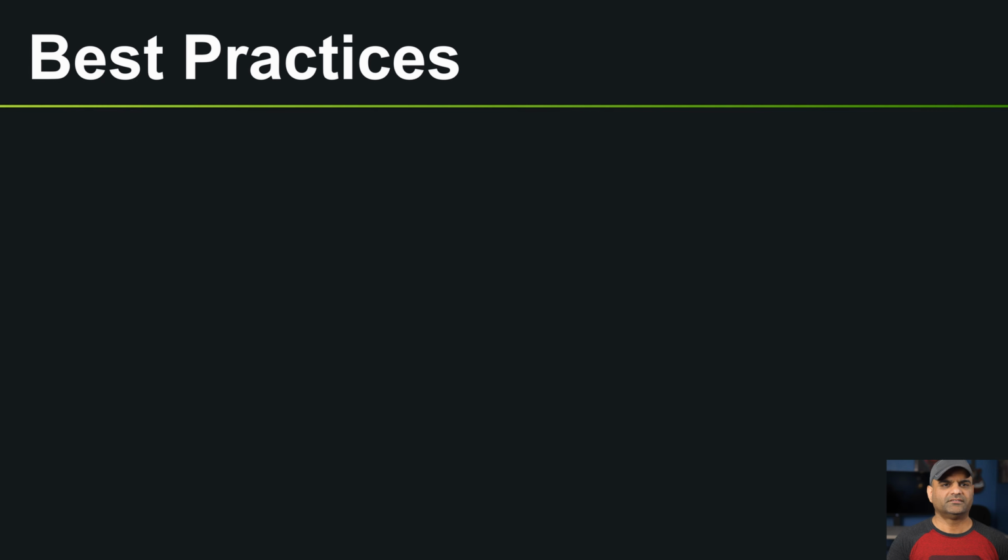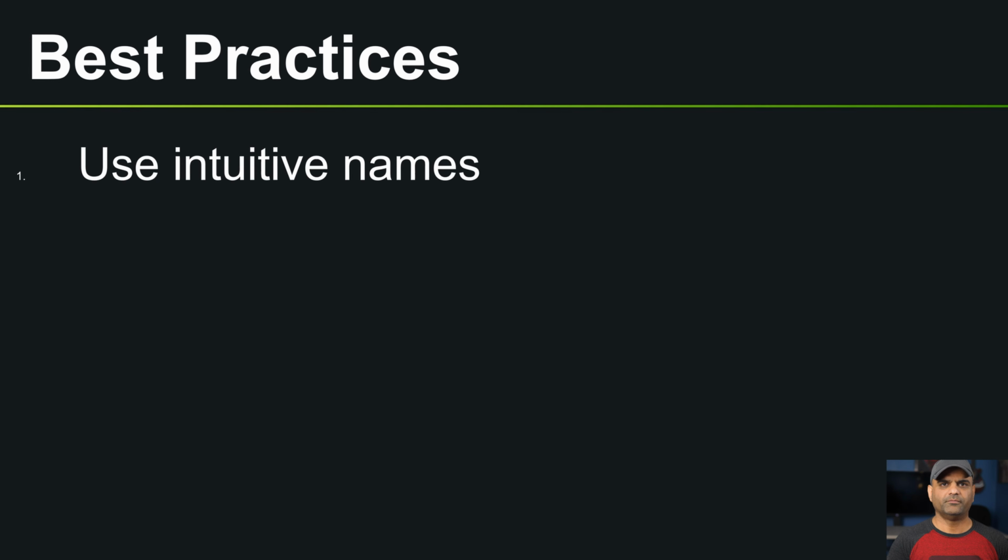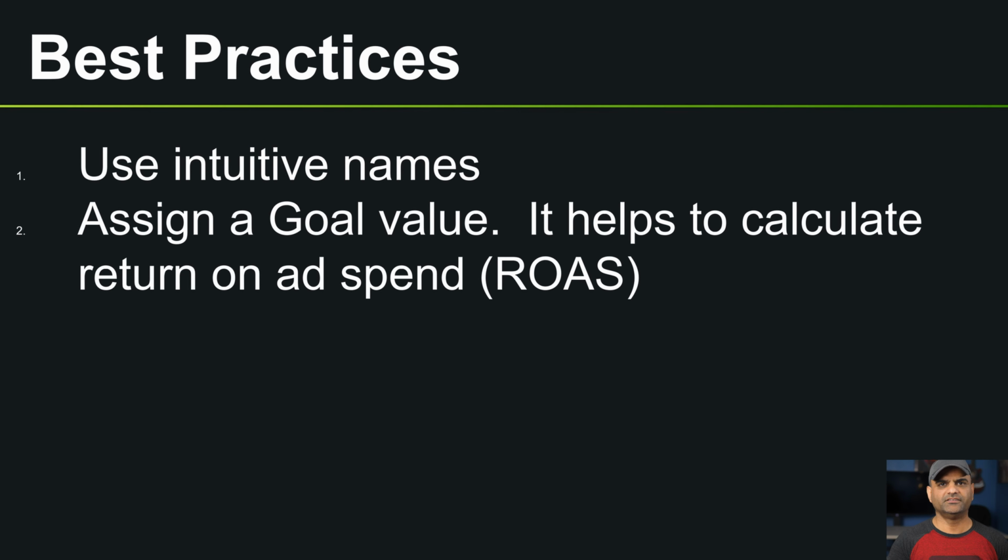Looking at best practices, it's better to use intuitive names for goals. You may not be the only person who's using or wants to view the goals data, so the name should make sense. Second thing is you should always assign a goal value. It helps to calculate the return on ad spend. So if you have an e-commerce store, you definitely want to assign a value on a conversion so you can track how much money you're spending on ads and what is the actual return of that.